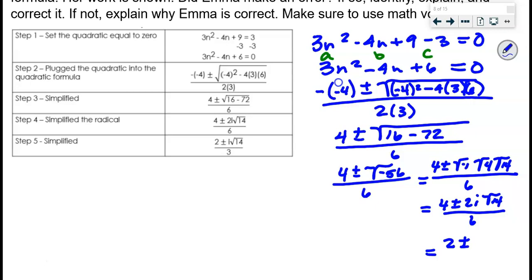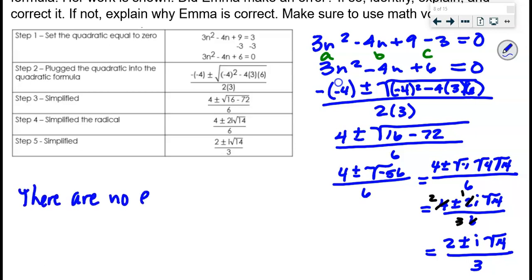And look, how I figured this out, guys, is look. If I reduce this, this would be a 3, this would be a 2, and this would be a 1, right? Okay. So it's going to be 2 plus or minus i square root of 14 over 3. Okay. So that looks like that's the answer that I got. So this time there are no errors. She solved it correctly, right? Okay. So show me all your work here so you can prove to me that that's true, if that's true.